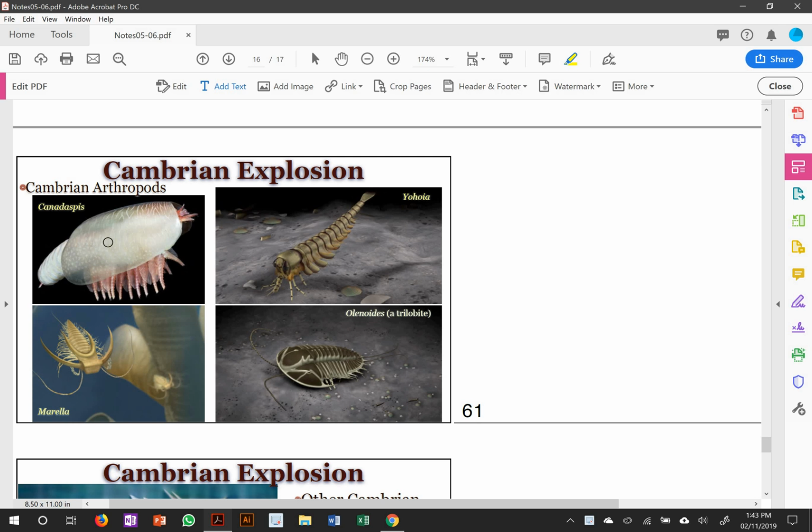Canadaspis, which has a big shell here, much like modern-day Daphnia would have. Marrellas, these sort of lace crabs, although they're not actually true crabs. Yohoia, another weird little early arthropod. Olenoides is a trilobite, so you see the first trilobites, which became a very successful arthropod group.